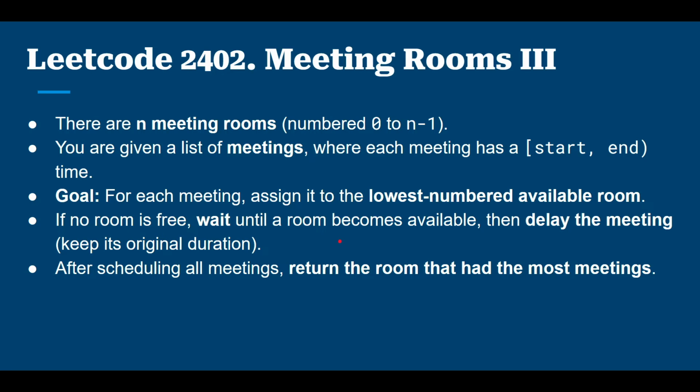What is our goal? For each meeting, we have to assign it to the lowest numbered available room. If no room is free, we have to wait until a room becomes available. Then the delayed meeting keeps its original duration. After scheduling all meetings, we have to return the room that had the most meetings.